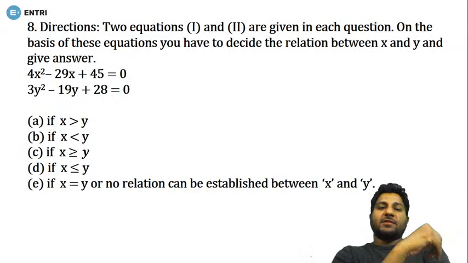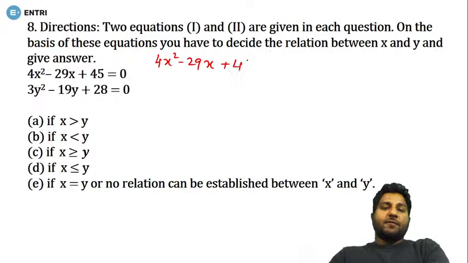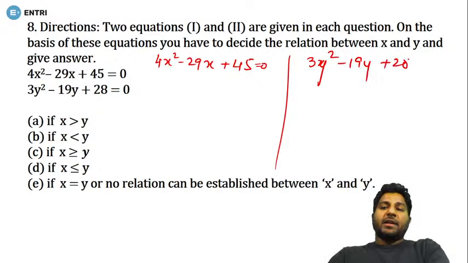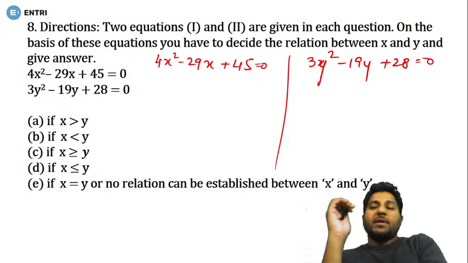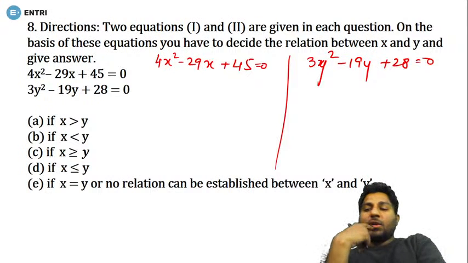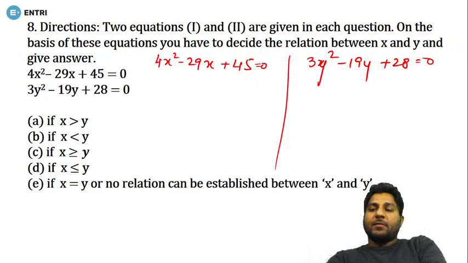Okay, solve this one. Come on, tell me who is going to solve this question. 4x square minus 29x plus 45 is equal to 0. Okay. 3y square minus 19y plus 28 is equal to 0. So this will be a lengthy question. Okay. Come on, tell me.